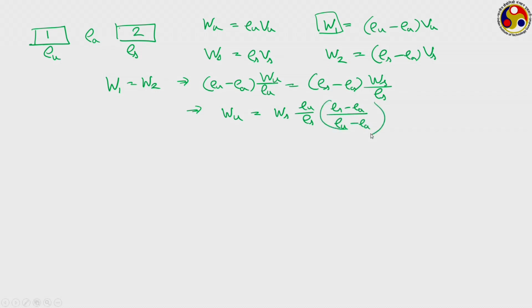You can simplify this in whatever way you want. Commonly we prefer writing this one as W s into, dividing the numerator and denominator by rho s, 1 minus rho a upon rho s. Similarly, dividing both by rho u, we have 1 minus rho a upon rho u. This is the common way we prefer to write this, but the initial expression itself is sufficient.